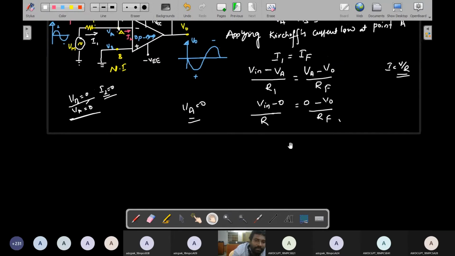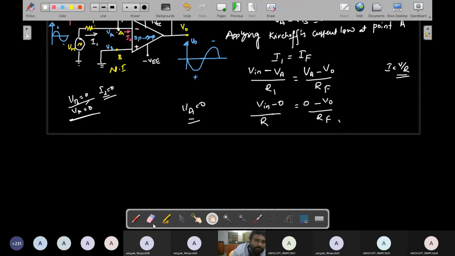Right, see once again. According to the virtual ground concept, I'll put VA equal to 0. So this equation will be written as Vin divided by R1 equal to minus V naught by RF. Understand? From this equation I'll write, because I want the output voltage.